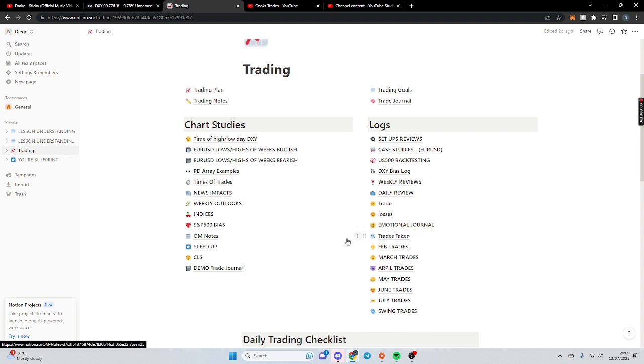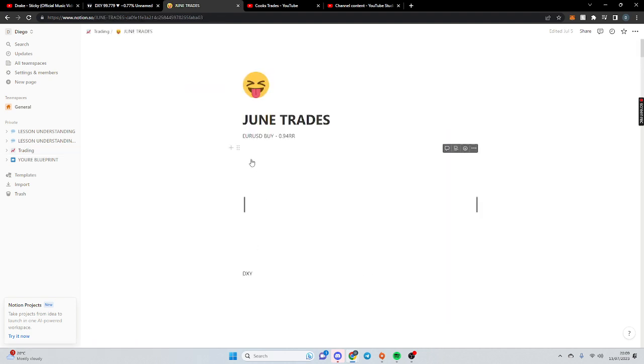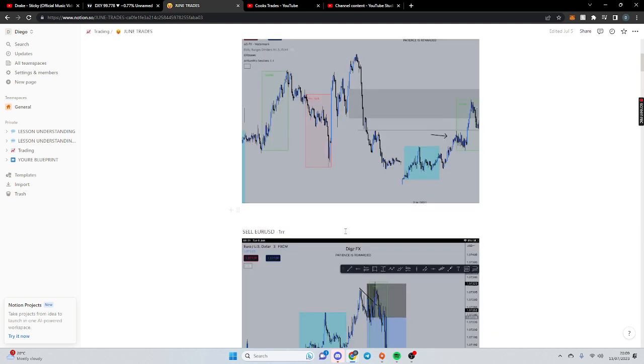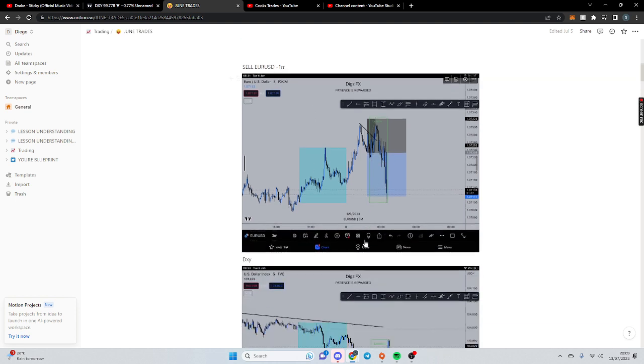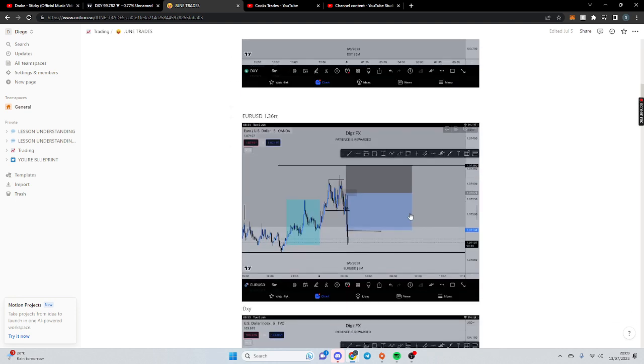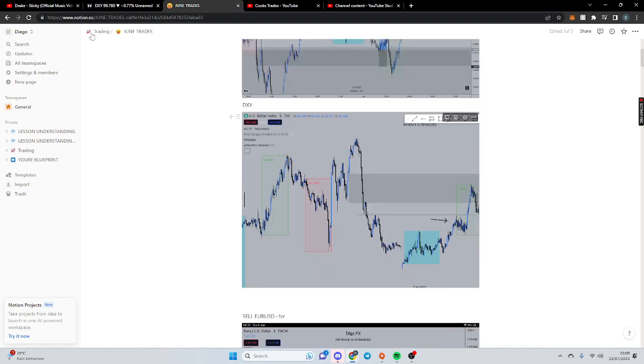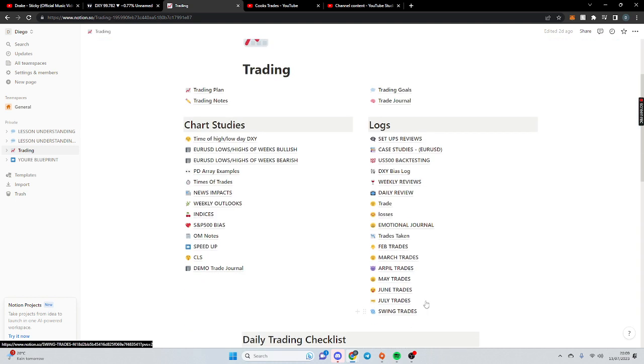And then trades taken. This is where I started, from here, this would be January to July. This is where I basically put all my trades. Let's go to June. Every time I take a trade, for example, this was a loss, I'll take a screenshot, I'll post it in here, and then I'll make a video on how it went. I'll talk about why I took this trade, what I did wrong, why it lost, just simple stuff. I do this for every trade I take, so it's kind of like a log to look back on. And you do this for every month, every trade you take.